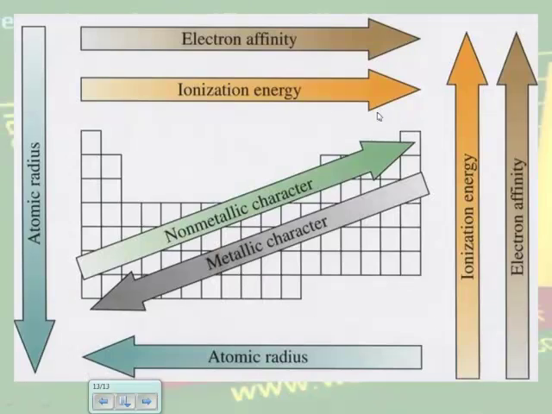All right, so here's our summary of all the things we've talked about: the periodic trends. It is all based on effective nuclear charge, and then, of course, the effects of nuclear charge and shielding.